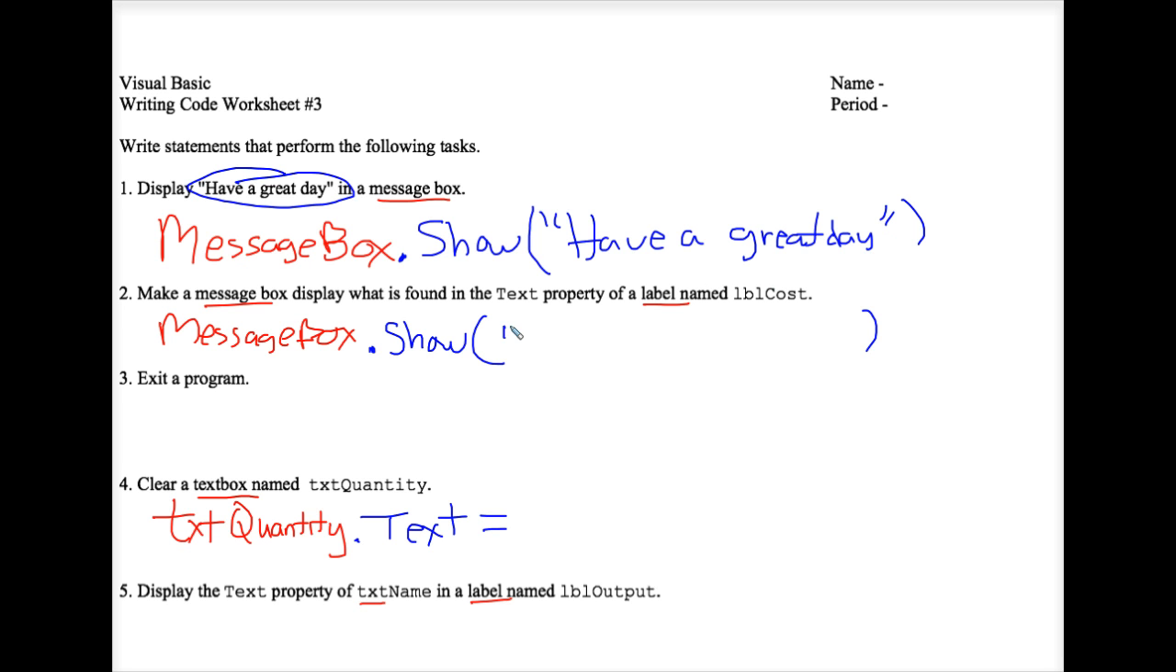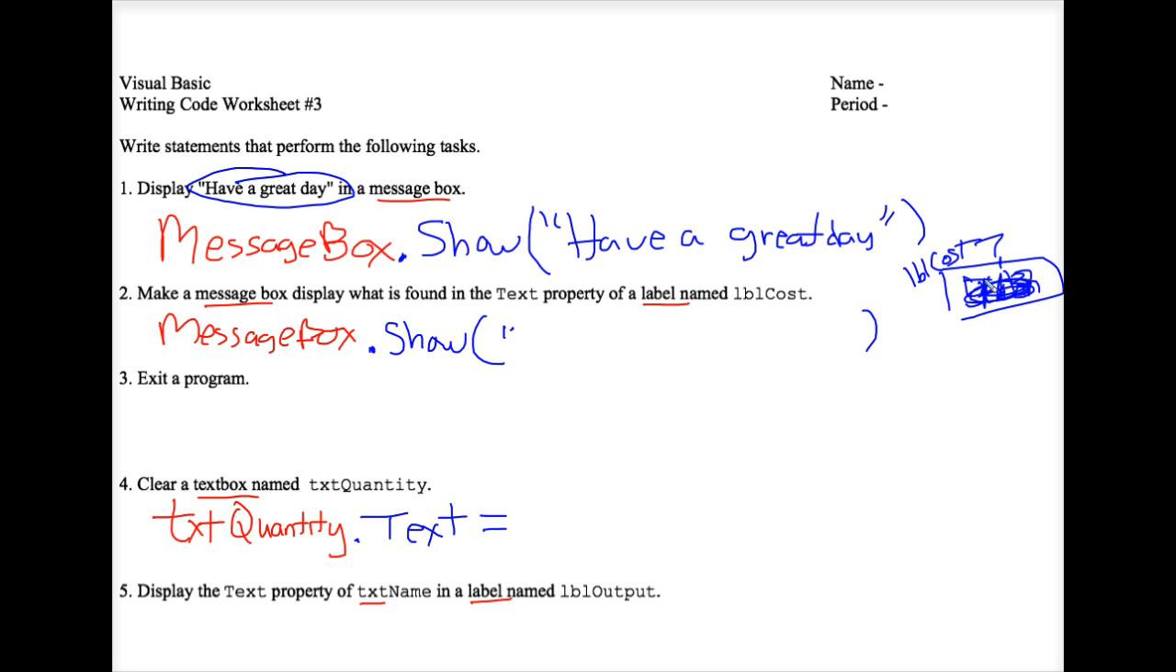Okay, so here, oh, this one's trickier. There is nothing in double quotes. See this? There's nothing in double quotes that we're putting in the message box. But we want whatever's currently found in this label called lbl cost, whatever's in there. It might be the name John. It could be something else. It could be a high score like 413. We don't know what's in this label, but we do know that the name of that label is lbl cost.